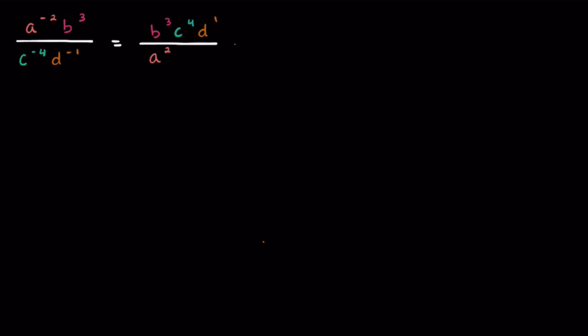And we go ahead and simplify this just a little bit more. What will we have here? So just cleaning it up a tad, we're going to have b to the third power, and then we're going to have c to the fourth power, and then we'll have our d. And on bottom, we're just going to have this a to the positive second power. So using positive exponents only, this would be our most simplified expression.